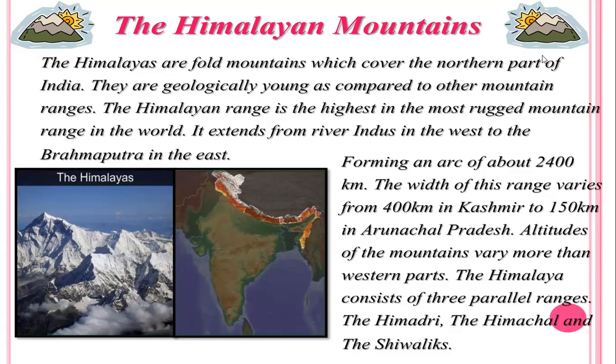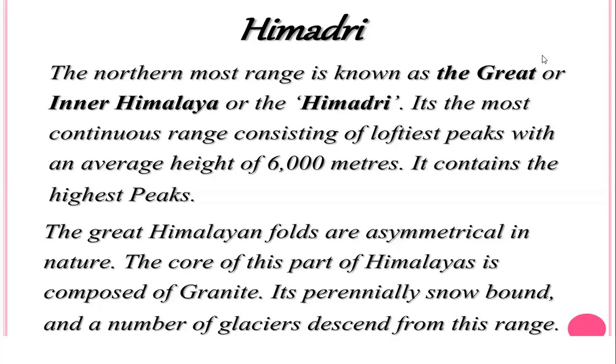Himadri, Himachal, and Shivalik. Himadri is the northernmost range, and it is also known as the Great or the Inner Himalaya. It's the most continuous range consisting of the loftiest peaks with an average height of 6,000 meters.